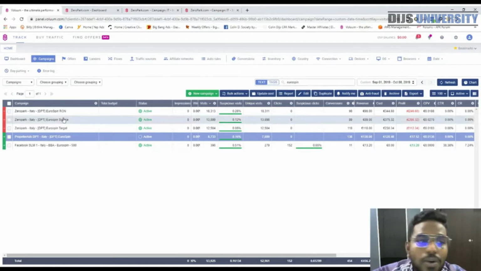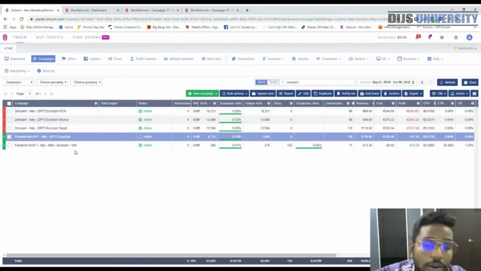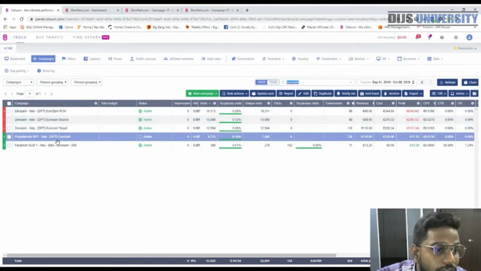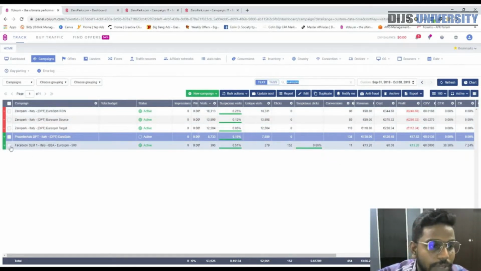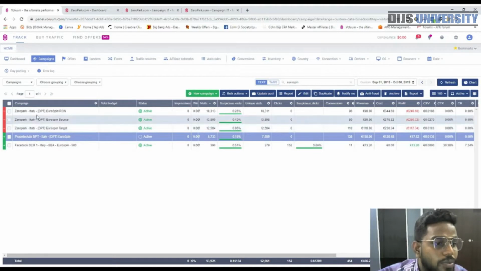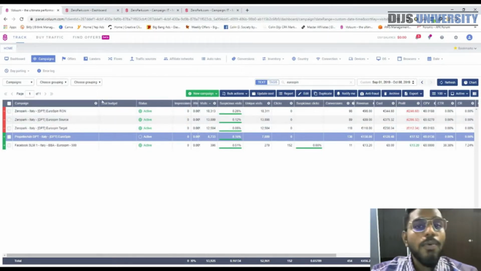As you can see over here, I've already gone to our company Volume account, and once you have typed Eurospin, which is the offer that we did, there are five different campaigns available. Exclude this one, guys. This one was a Facebook campaign. We are only concentrating on the push campaign, which is the Propeller Ads. 1, 2, 3, 4. So there are 4 similar Eurospin campaigns.